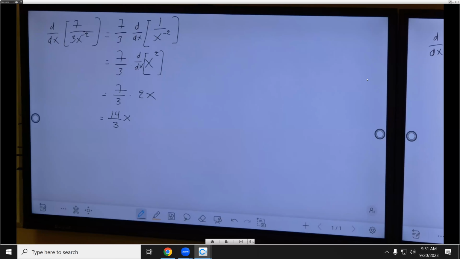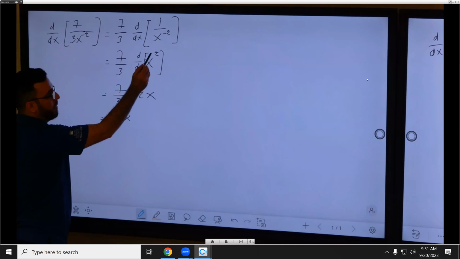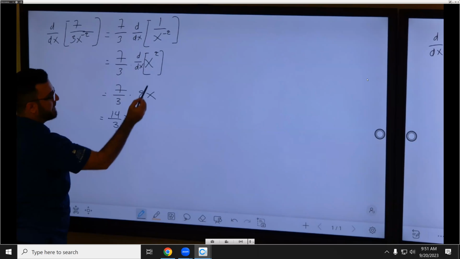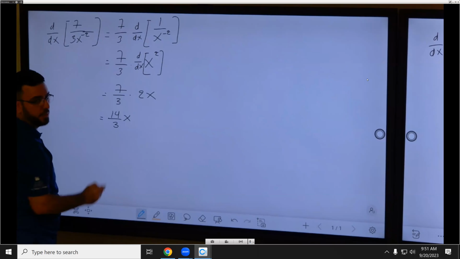Yes or no? So why did it become 2x? Because we need to find the derivative for x squared. Oh, yeah. 2x, 2 minus 1 is going to be 1. Then these numbers, you can multiply it.